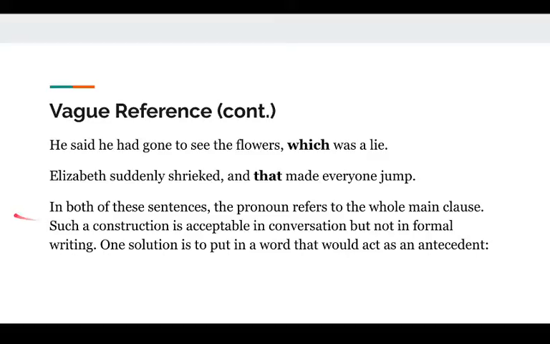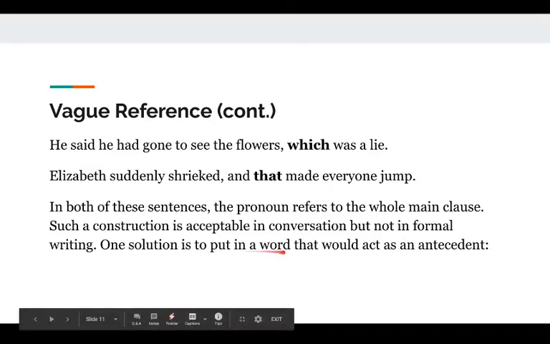In both of these sentences, the pronoun refers to the whole main clause, being he said that he had gone to see the flowers, and Elizabeth suddenly shrieked. Such a construction is acceptable in conversation, and when we're saying it to other people in real life, we understand what they mean, but in writing, it is not formal writing.